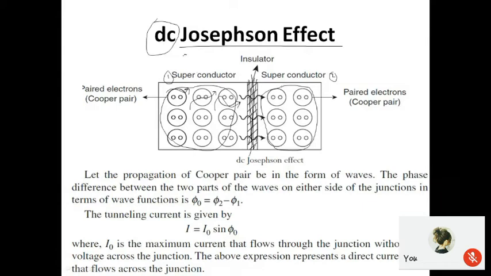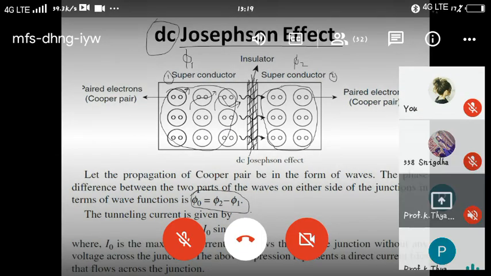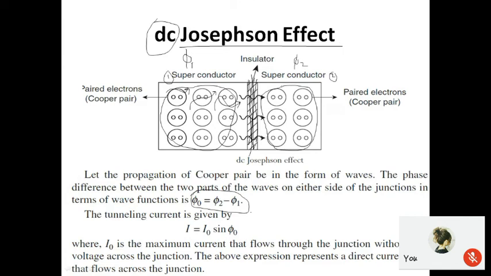In this case, if we assume that phi 1 is the phase of the Cooper pair waves in superconductor 1, and phi 2 is the corresponding phase of the Cooper pair waves which are present in superconductor 2, then the phase difference between these two is given by phi naught is equal to phi 2 minus phi 1. So the phase difference between the Cooper pair waves of superconductor 1 and 2 is given by phi naught is equal to phi 2 minus phi 1.